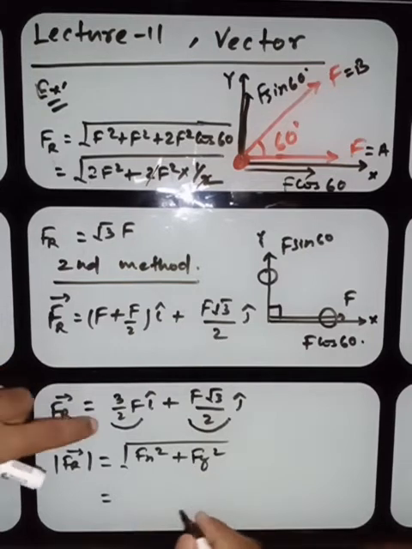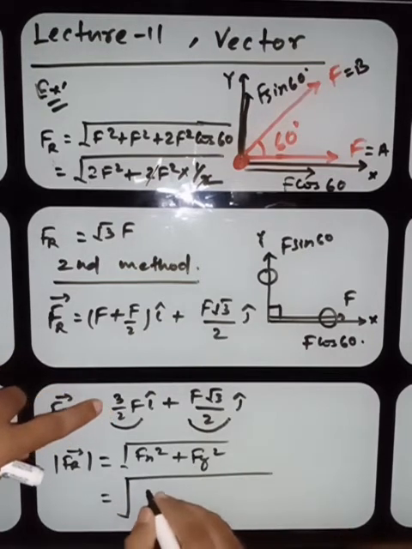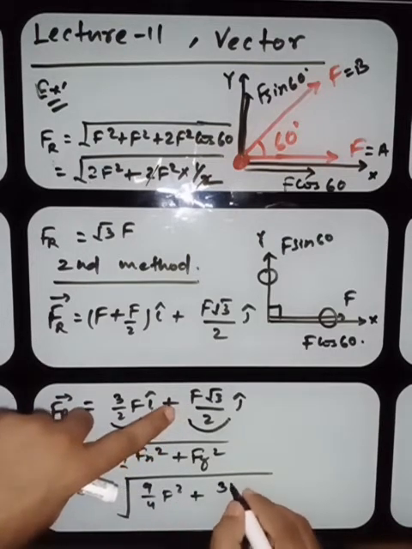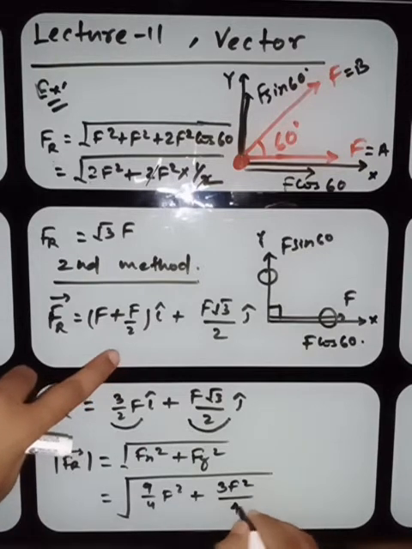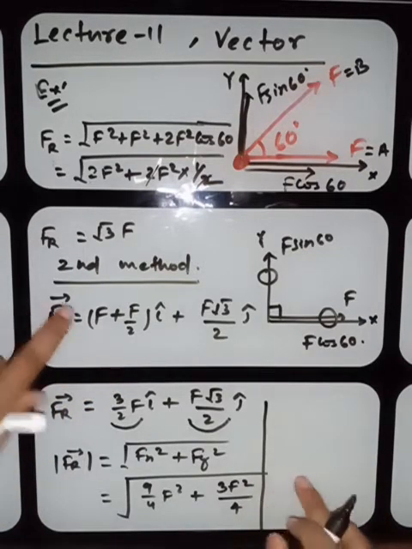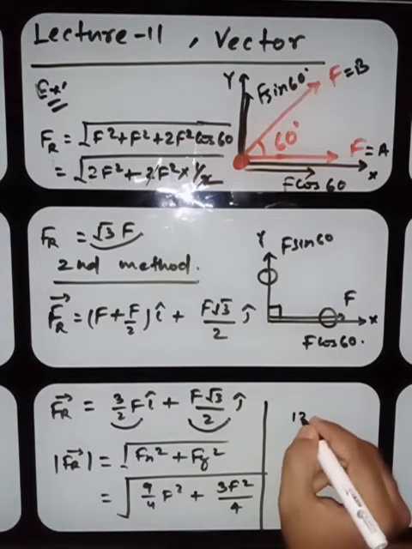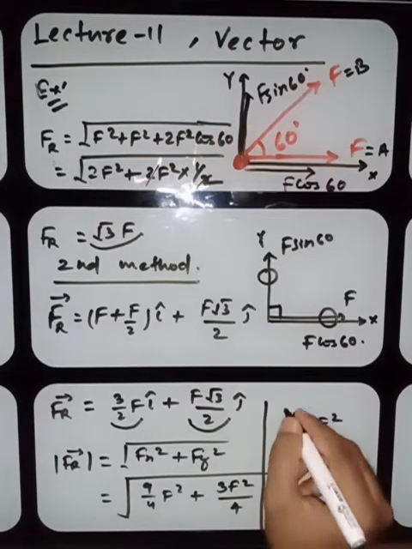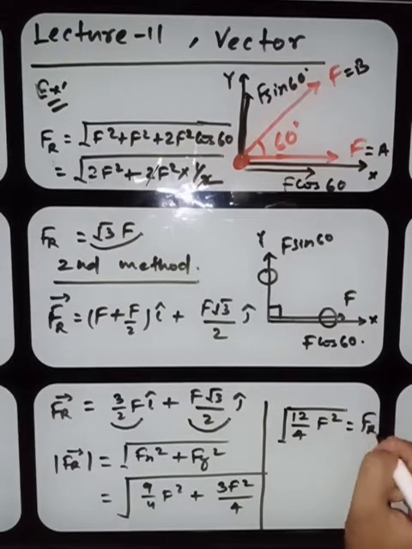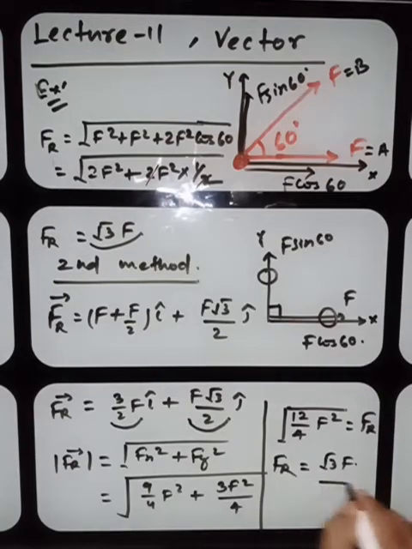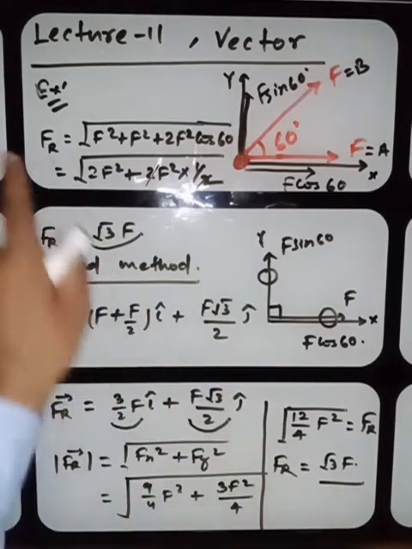Now it is very simple. Root under 9 by 4 F square plus 3 F square by 4. Now you will find the same answer. Taking the LCM of 4, 9 plus 3 is 12 by 4 F square, root under, and this is the F resultant. So the F resultant is root 3 F. So we got the same answer, and this was very easy.